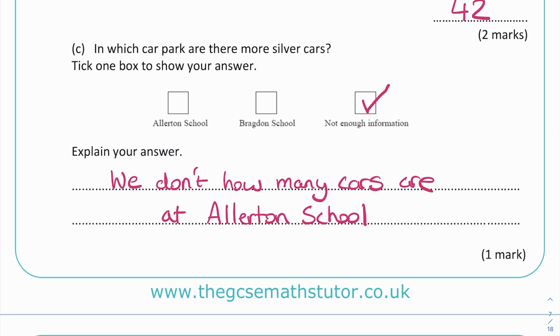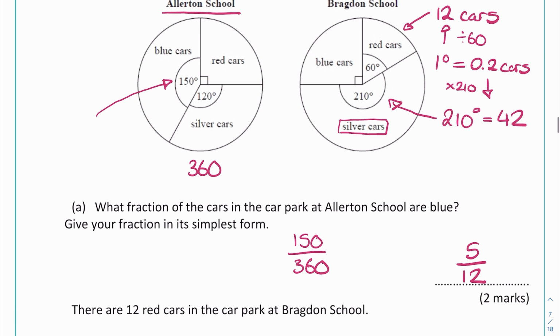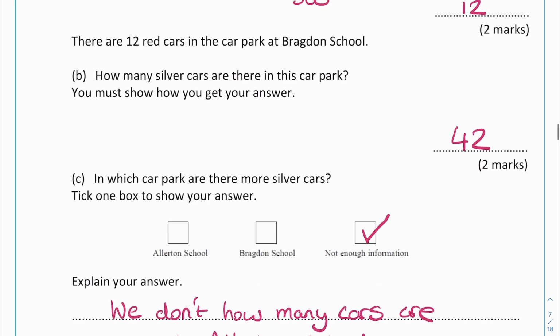So because we don't have any more information, we can't make any assumptions based on the size of the sector that's within the pie chart. You can obviously see that the sector is bigger at Bragdon School, but we don't know how many cars there are at Allerton School, so there actually could be more.